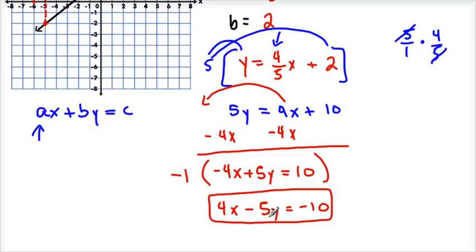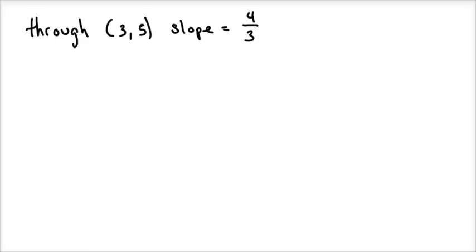So that's writing the equation in slope-intercept form from a graph, and then transferring it into standard form. Let's try another one. Write an equation of a line passing through the point (3, 5) with a slope of 4/3. Again, I want to start in slope-intercept form and then transfer into standard form.